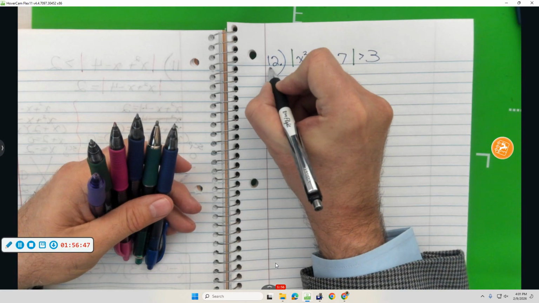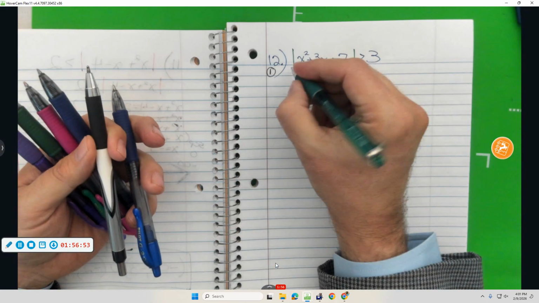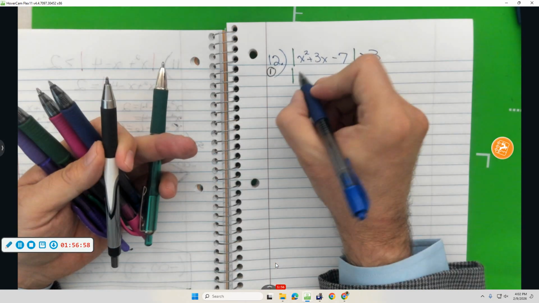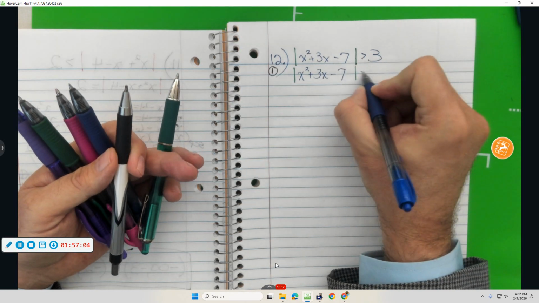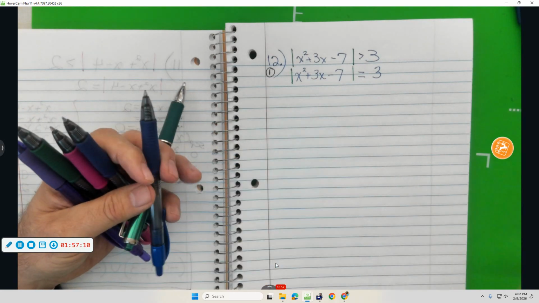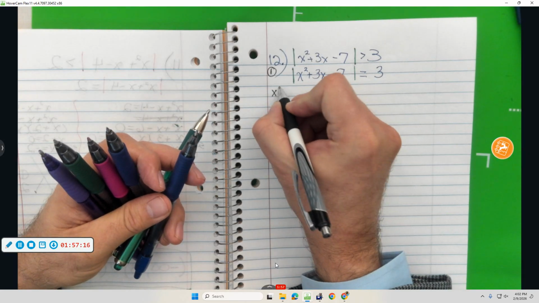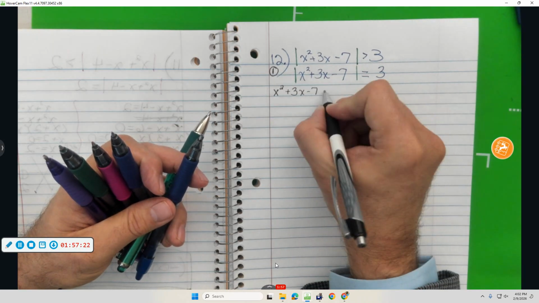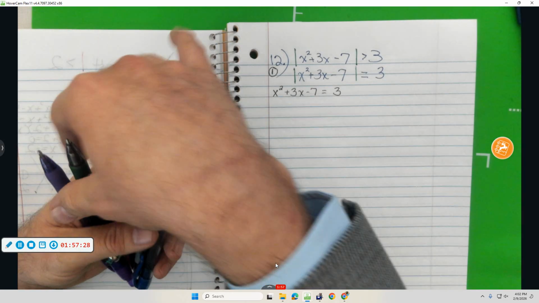So step 1. Here, I'm solving the equation: absolute value of x squared plus 3x minus 7 equals 3. What numbers have absolute value equal to 3? Well, 3 or negative 3. This is what y'all did the last time, solving these absolute value equations. Go equal positive and equal negative.